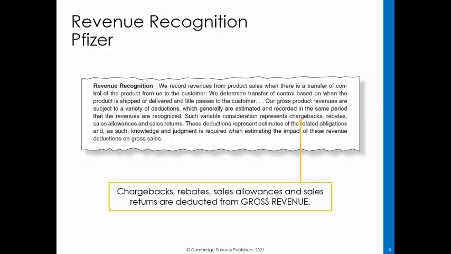As we will learn in this chapter, the revenue recognition principle has changed the amount of revenue that companies report on the income statement if the revenue includes variable consideration, such as Pfizer mentions in this footnote.